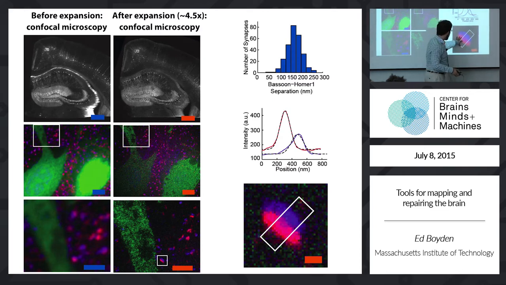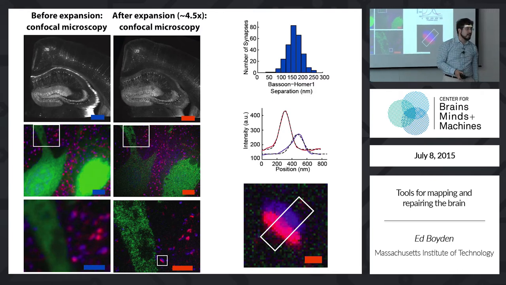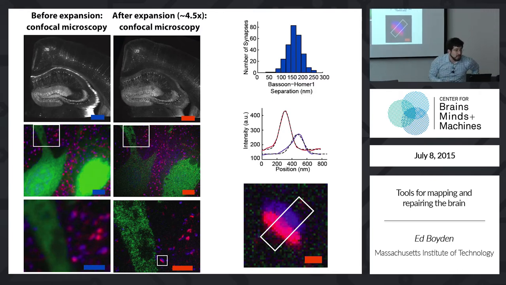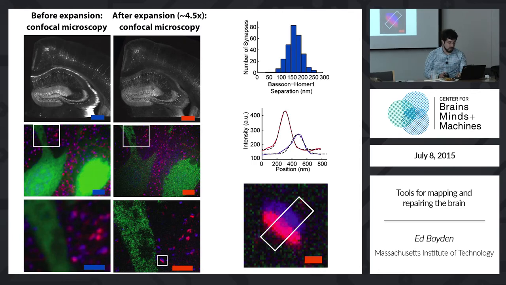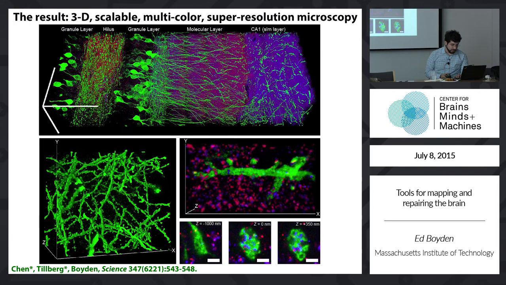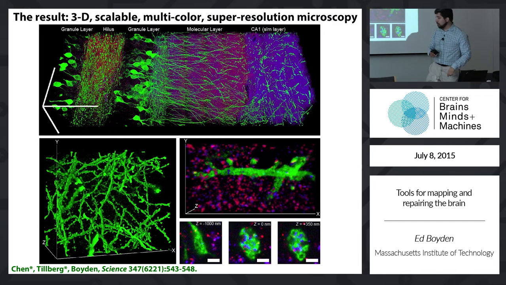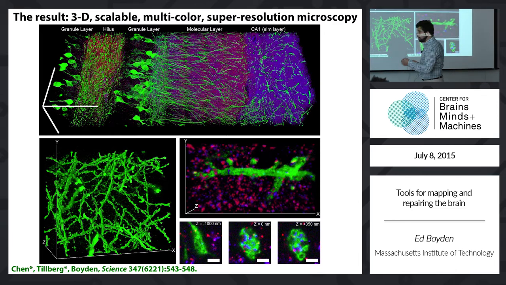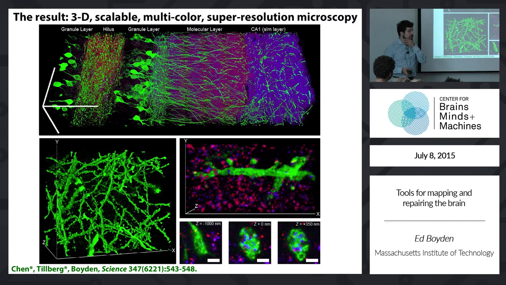And if you measure the distance between the centers of those, you get exactly what you would expect based upon the classical literature, except that now you can do all these imaging methods using cheap, scalable optics. So the take-home message of this first part of the talk is that now we can do 3D, large volume, scalable imaging with nanoscale precision.